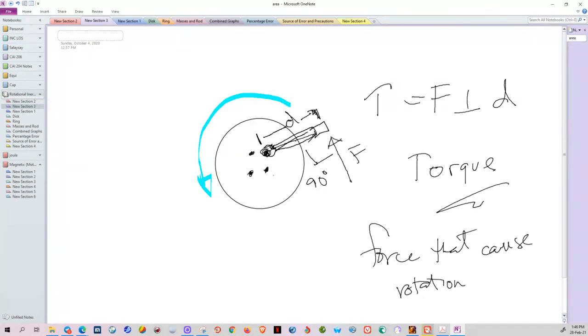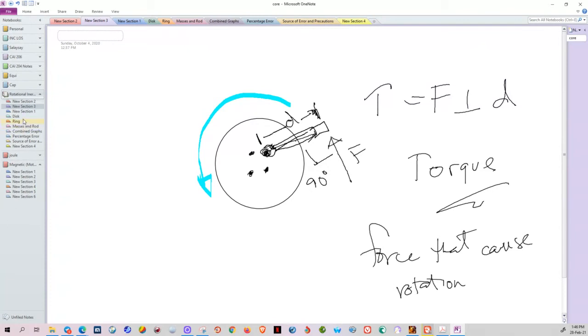Okay, so torque is actually simple to understand. Just as long as you have force applied a certain distance from the axis of rotation, that force is called torque. Okay, it's a force that causes rotation.